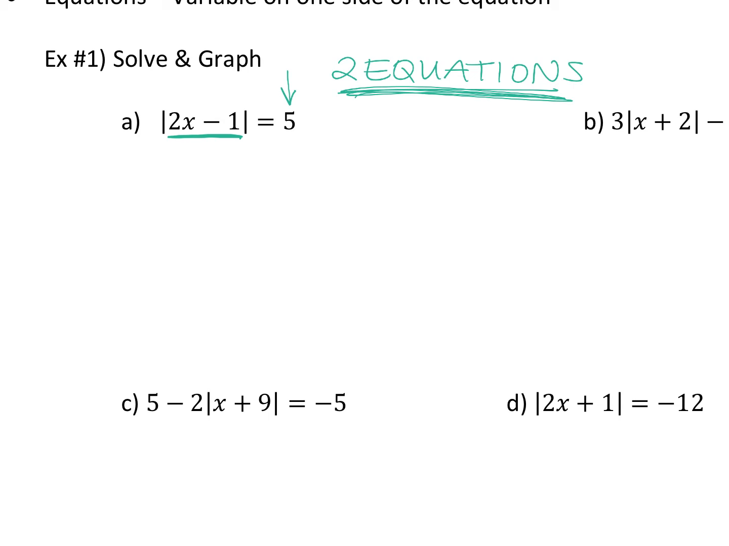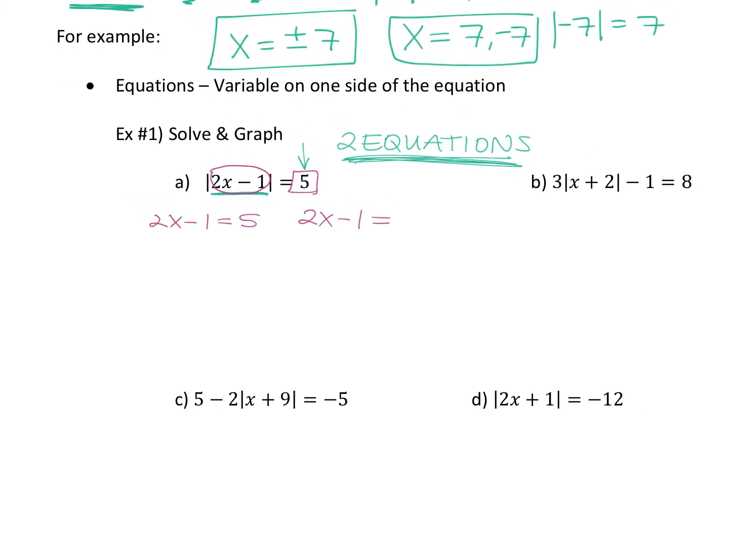All right, so if that's the case, think about it. This has to either equal 5, so 2x minus 1 will equal 5, or that 2x minus 1 could equal what? Negative 5, right? I could say the absolute value of negative 5 equals 5. So this inside piece is either going to equal a positive 5 or a negative 5. That's all you really have to do. Now we just solve it.